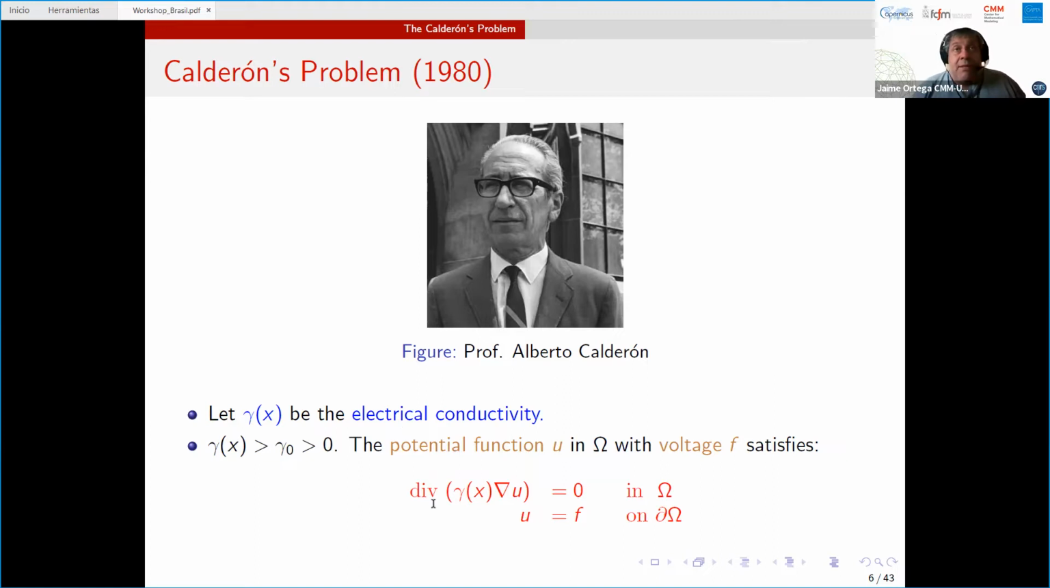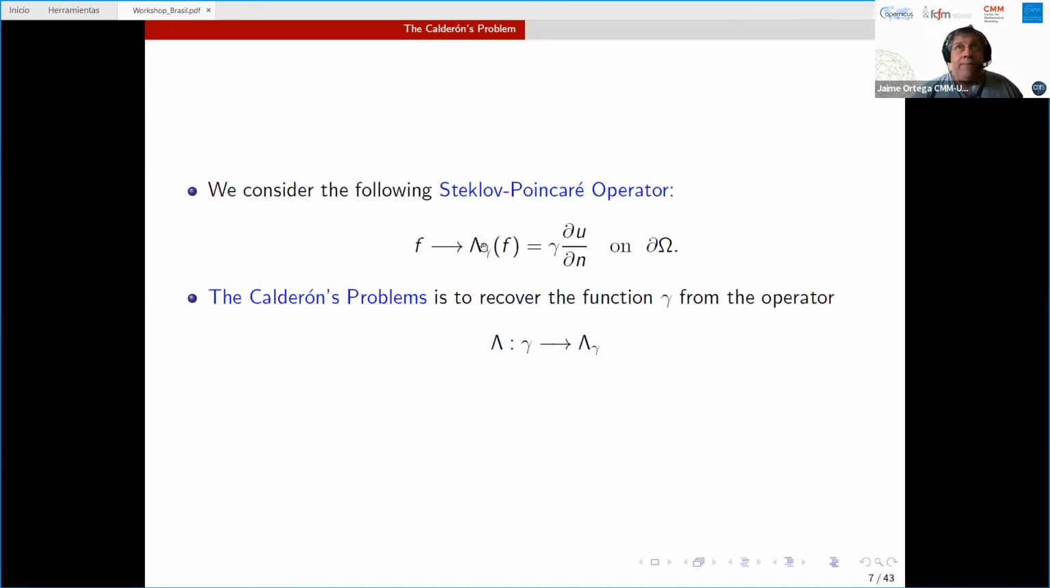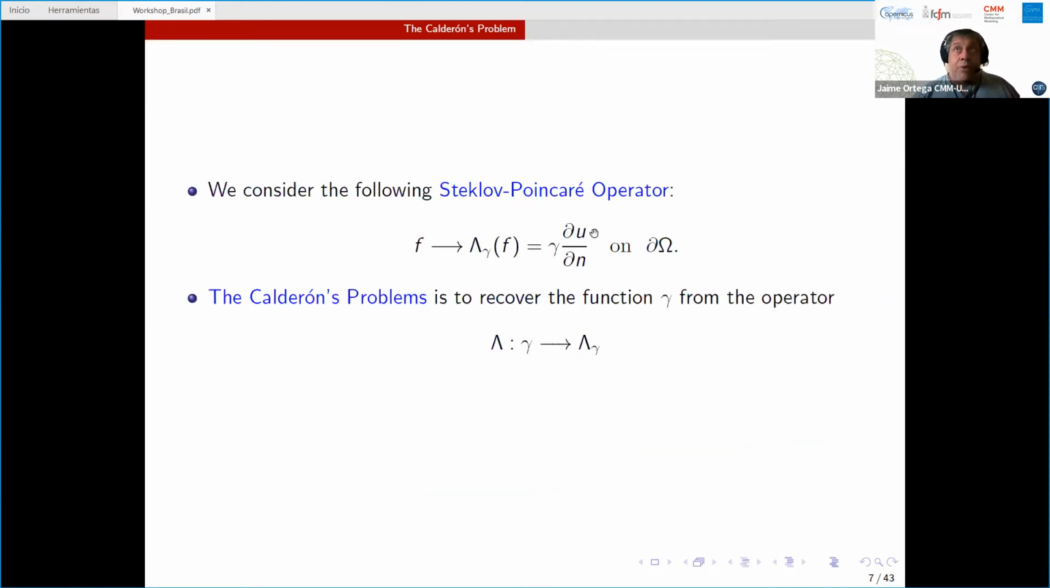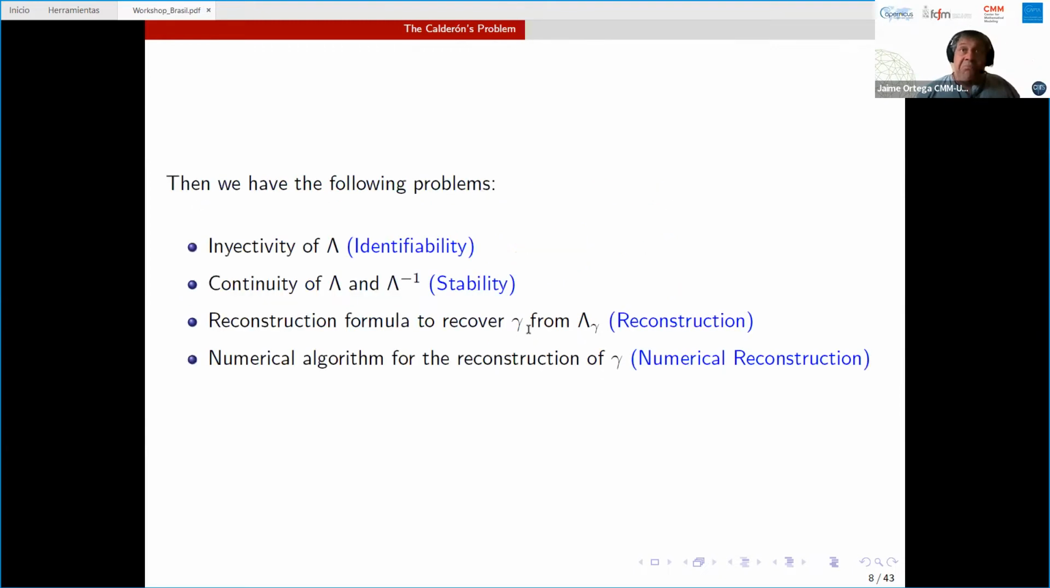The mathematical question can be put in the following way. We can define the so-called Steklov-Poincare operator. That means if I put in f, I can compute u, and then, since I have u, I can compute the Neumann condition. We can define this operator, but the question is about the inverse. The inverse means: if I know all the measurements, is it possible to recover the conductivity? This is the question. In inverse problems, people ask several different questions.